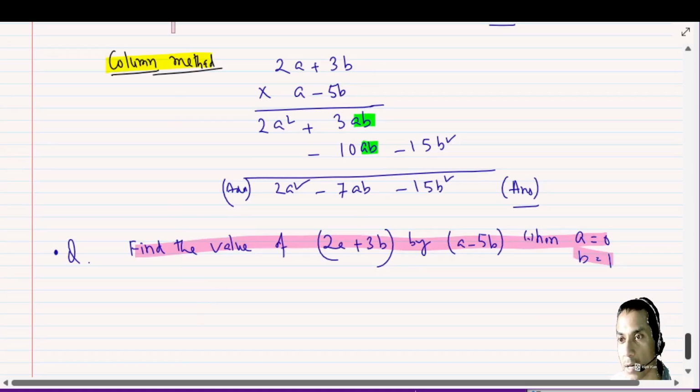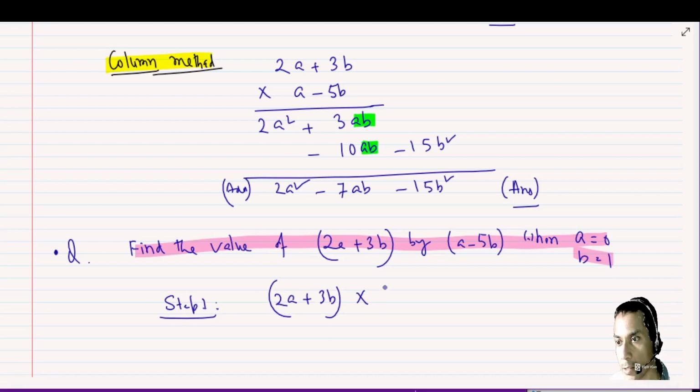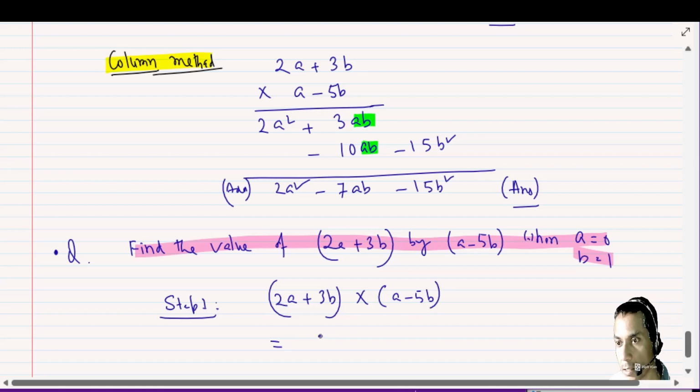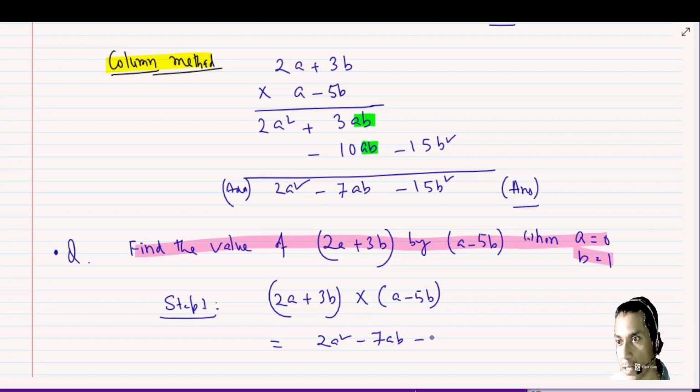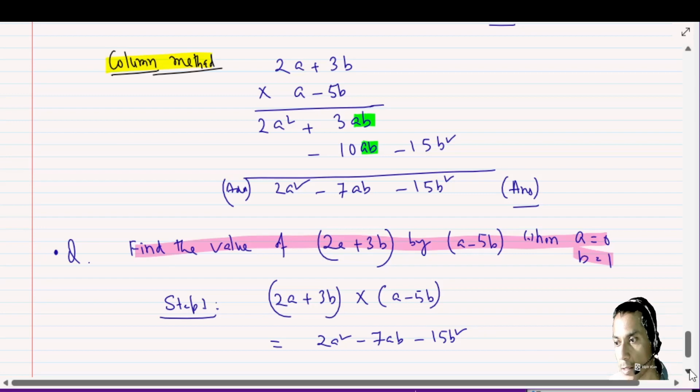First, step 1, you multiply, either following the horizontal method or the column method. Step 1, you multiply it as per the above method. You get the value of 2a plus 3b into a minus 5b. We get the value what? 2a square minus 7ab minus 15b square. Next we put the value.